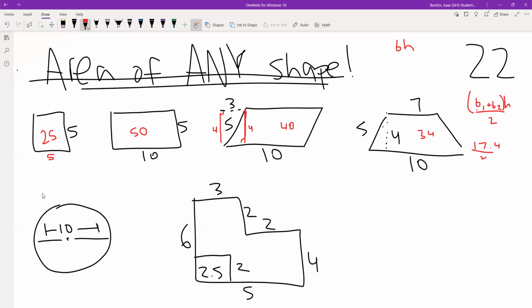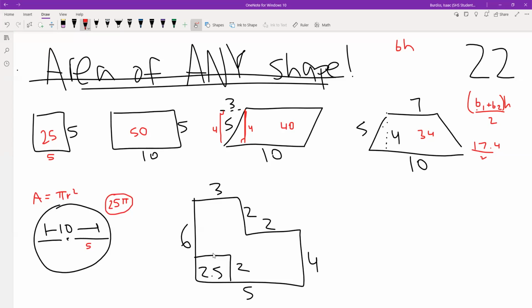Now, down here we have a circle. You need to remember that the area of a circle is pi r squared. Now, 10 is the diameter, so 5 is the radius. So pi times r squared, well, how about we'll just say 25 pi, because I just don't feel like typing that in the calculator. Because 5 squared times pi.